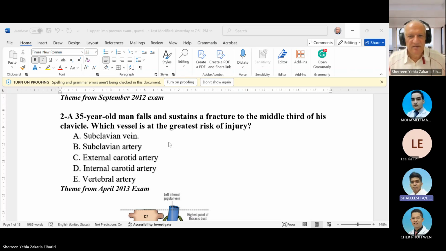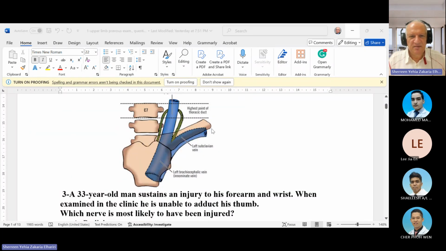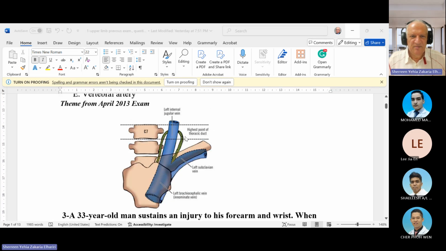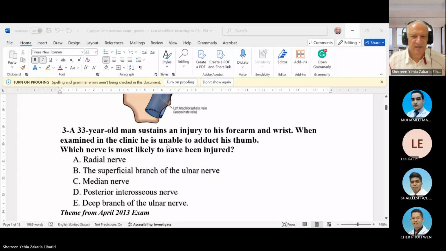The subclavian vein. So this asks about the superficial structure, the structure that lies just below. You can see the clavicle. You can see the attachment of the clavicle to the manubrium. So this junction is the site of fracture and is related anatomically to the subclavian vein.